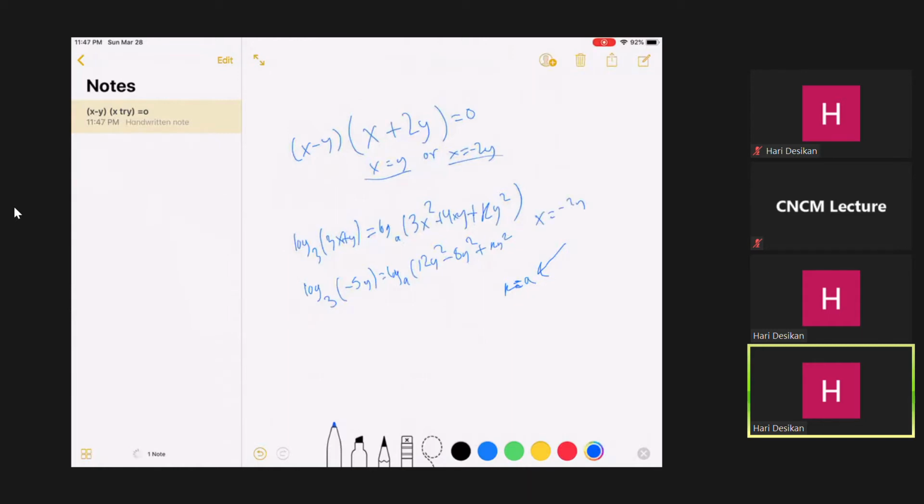And this becomes, again, applying the same trick that we used and not applying the change of base formula, just log 9 of 25y squared. And this equals log 9 of 4 plus ky squared, or k equals 21. Turns out these both work, and our answer ends up being 189.